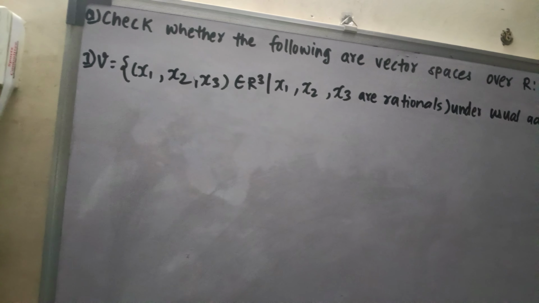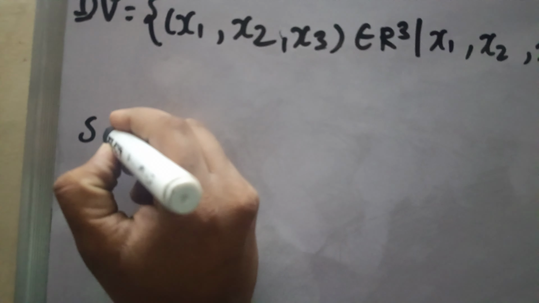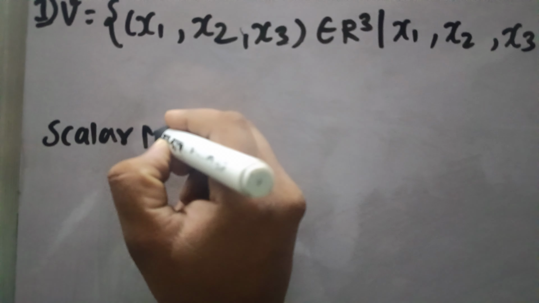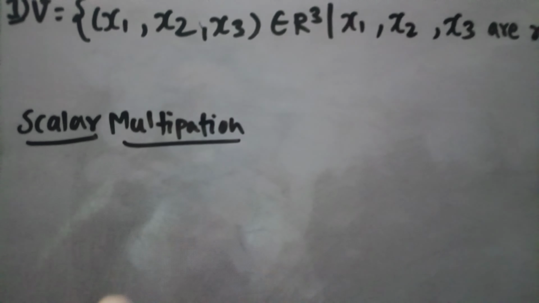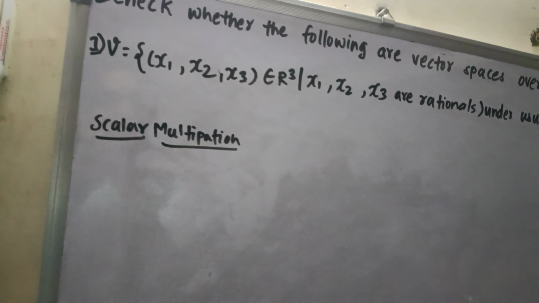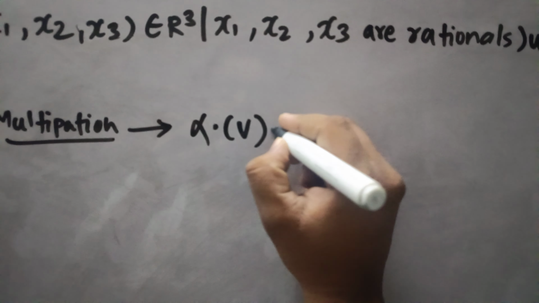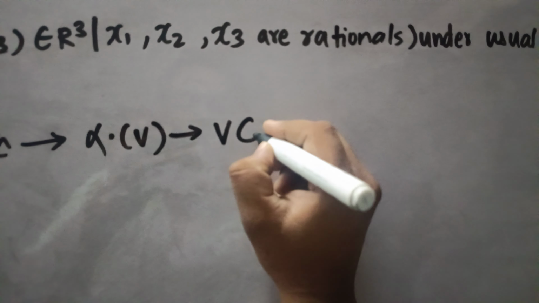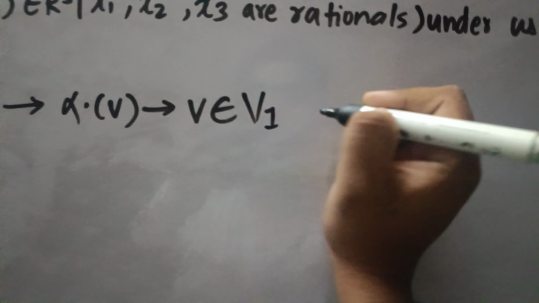Before jumping to the vector addition, let's first focus on scalar multiplication. What do we mean by that? Scalar multiplication states that any real number alpha multiplied by the given vector should give a vector which belongs to the given set.